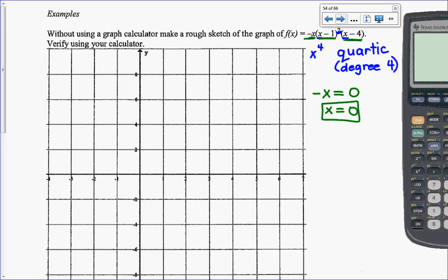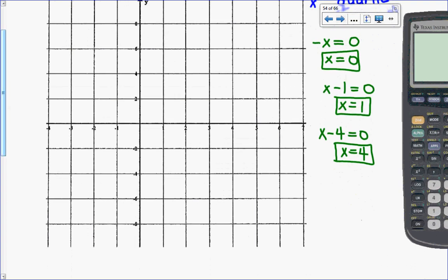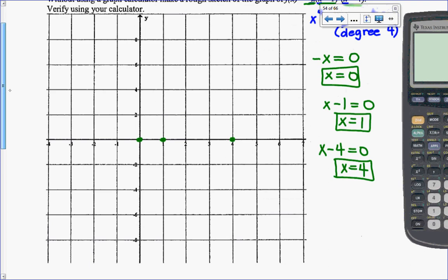So I have an x-intercept at x equals 0. Then if x minus 1 is another one of my zeros, I solve that for x equals 1. And my third 0 is x minus 4, and that will solve for x equals 4. Okay, so now I can plot those 3 x-intercepts. I've got an x-intercept at 0, I've got another x-intercept at positive 1, and I've got another x-intercept at positive 4.